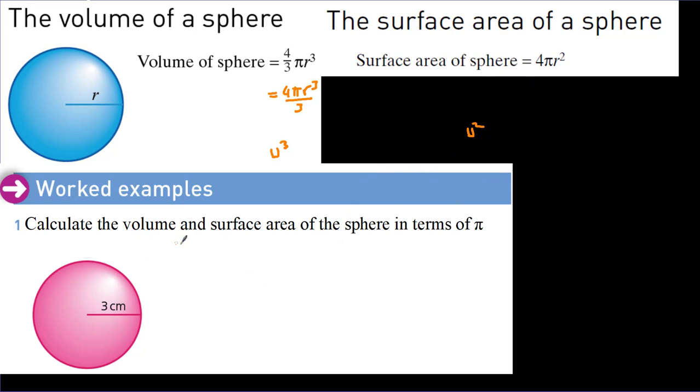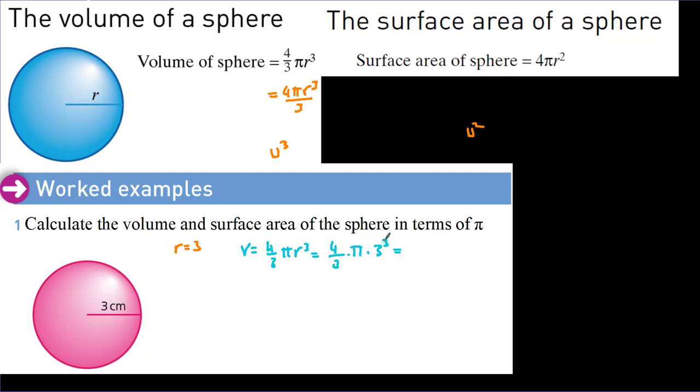Calculate the volume and surface area of a sphere in terms of pi, and we recognize that the radius is equal to 3 here. If r is equal to 3, what are we going to do? You know that one we can easily calculate by using the formulas, because in formulas we need only r to calculate the volume or surface area. So I'm going to start with volume. Volume is equal to 4 over 3 pi r cube, which is equal to 4 over 3 times pi times r cube, which is 3 cube.